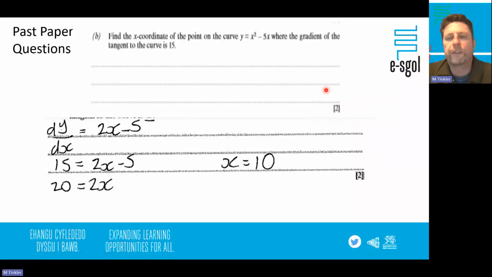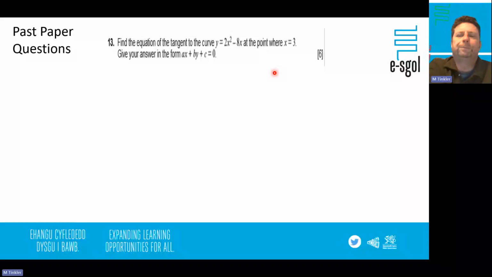My next slide's more of the general questions that have been asked in the more recent years. So my next one, 6 marks. There's obviously quite a bit of work to do. Find the equation of the tangent to the curve, y equals 2x squared minus 8x at the point where x equals 3. Give your answer in the form ax plus by plus c equals 0.